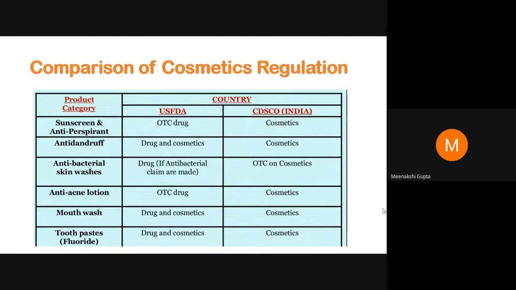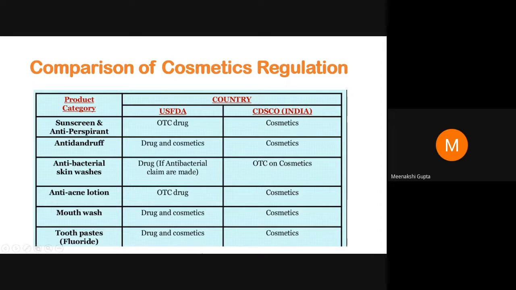So antibacterial face wash or skin washes, all they are claimed to be as drug in case of US FDA, whereas they are OTC or cosmetic preparation under the Indian regulation. Then anti-aging lotions, mouthwash, they are also kept under the cosmetic preparation. Toothpaste, fluoride containing toothpaste, they are kept as a cosmetic in India.